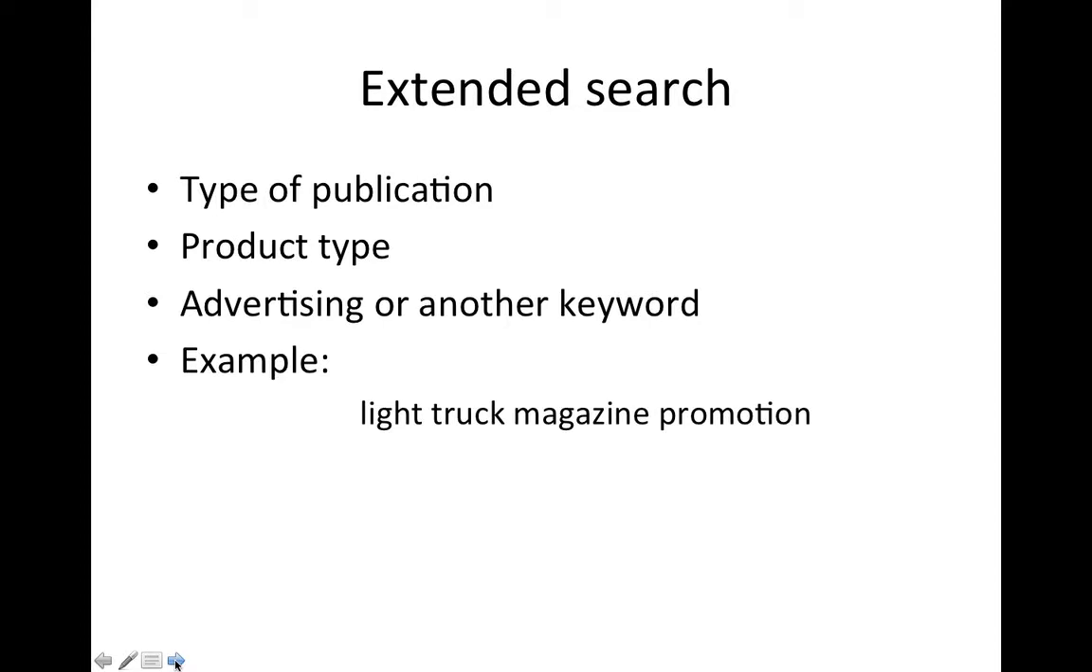You could extend this by adding the type of publication. So you could have the product type, so for example, magazine ads of light trucks, and promotion. Maybe I want to use the word promotion instead of advertisement. So you can expand that search either within a single search box, or if you have an advanced search box, you can put some of these terms in different search boxes.